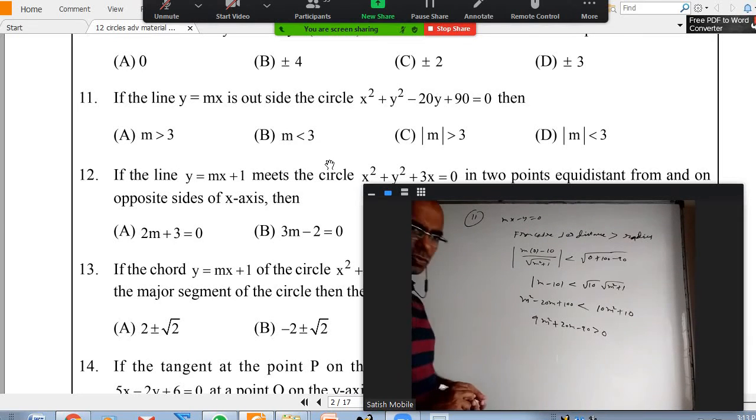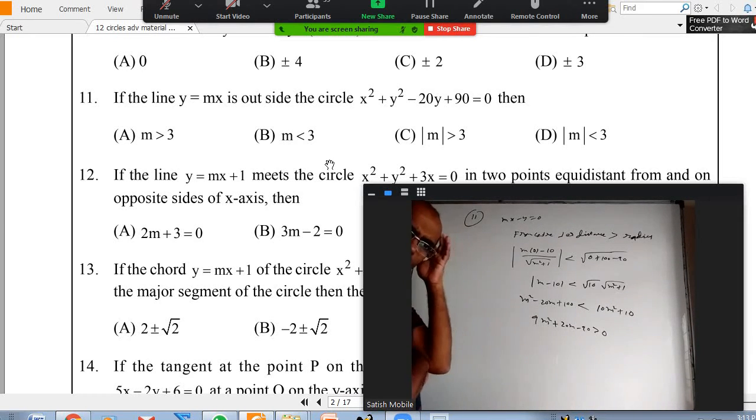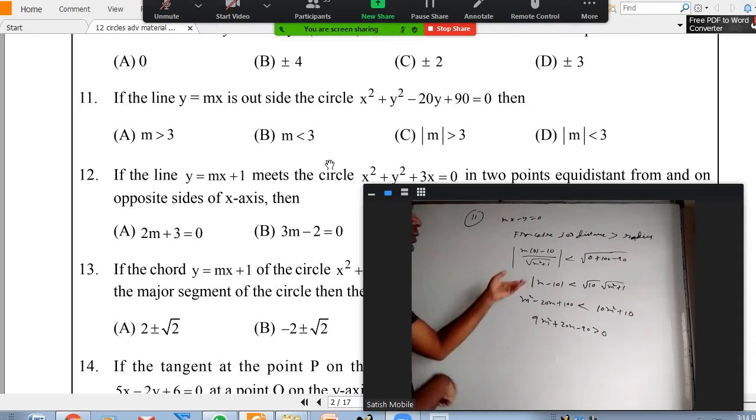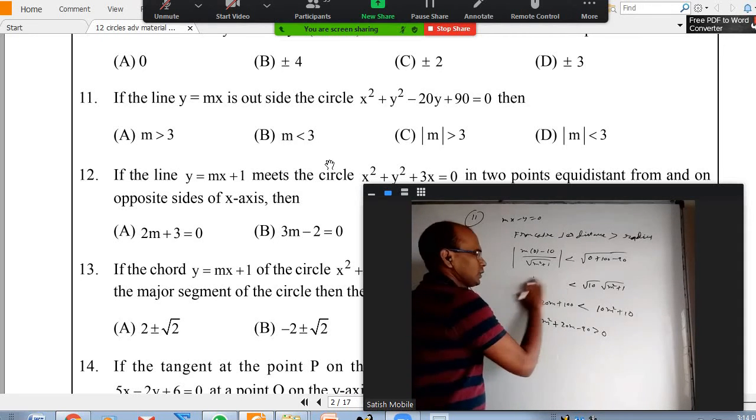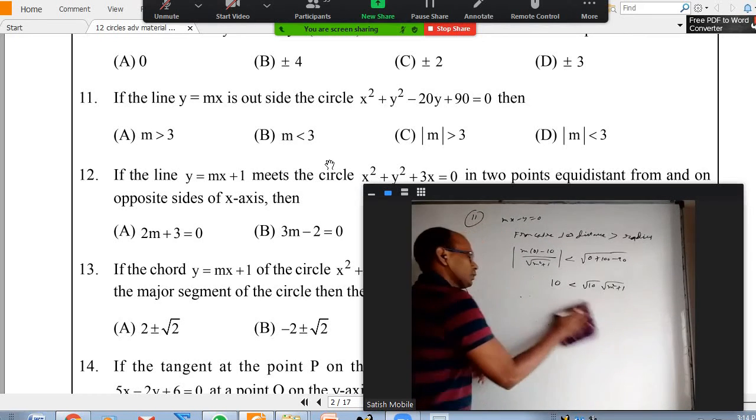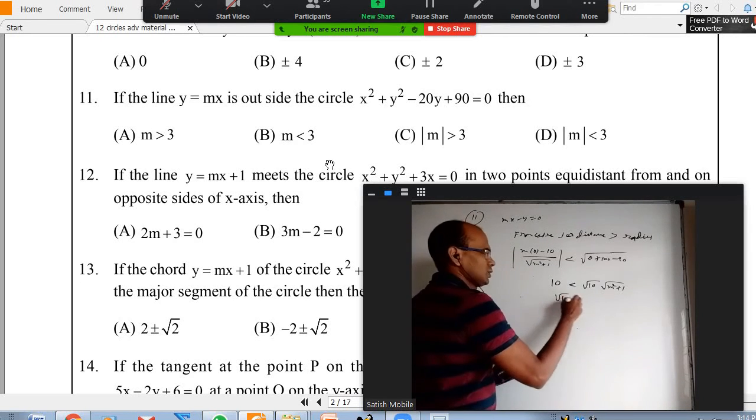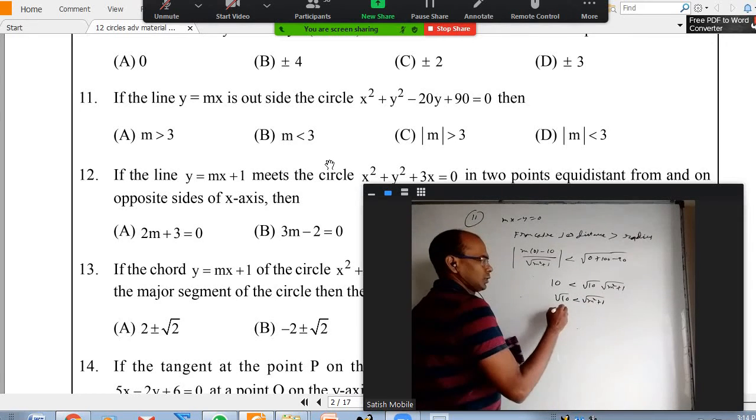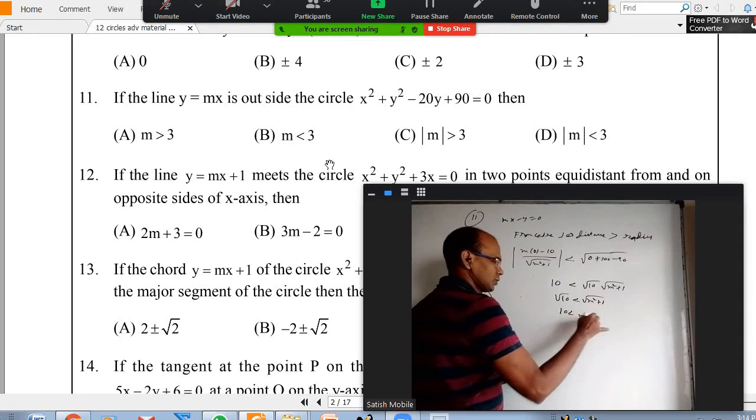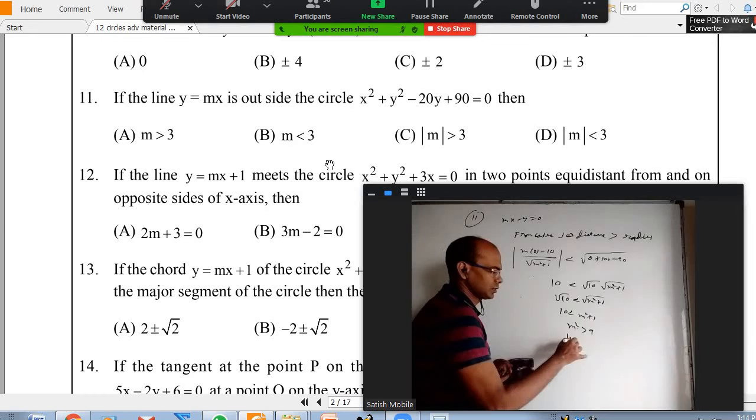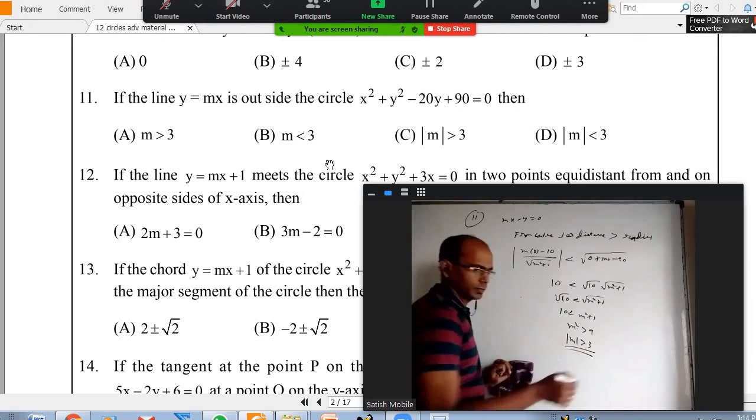Does it have any roots? I don't think so. Sir, it is only 10, sir. M into 0 is 0. Oh, there is no m. Okay, it is only 10. Then it is very easy. Then it is root 10 less than root m square plus 1. Then 10 less than m square plus 1. M square should be greater than 9. That is mod m should be greater than 3.